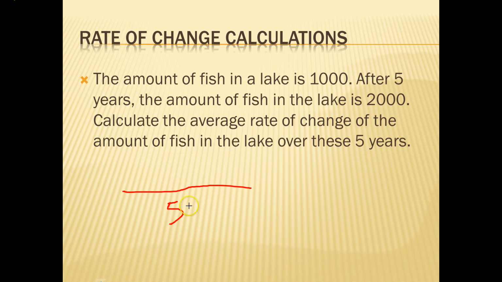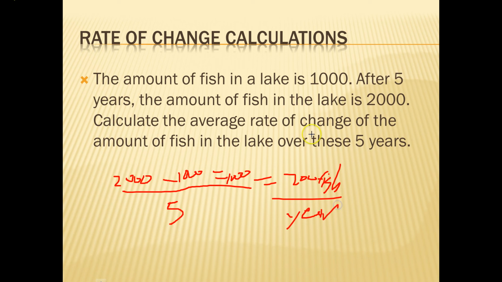There's been a change of 5 years, and we know that there's been a change in the amount of fish. After 5 years the amount of fish is 2,000, so let's put this on the top, minus the amount of fish initially, which is 1,000. So we get 2,000 minus 1,000, which is 1,000, divided by 5. We get a change of 200 fish per year. What does this mean? This means that every year there are 200 more fish in the pond.